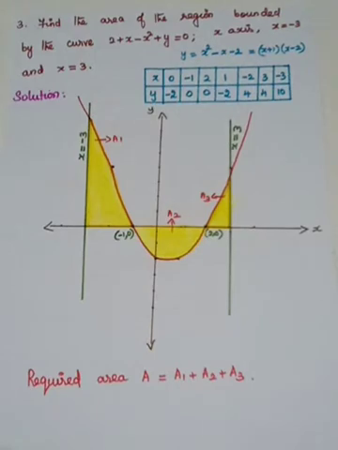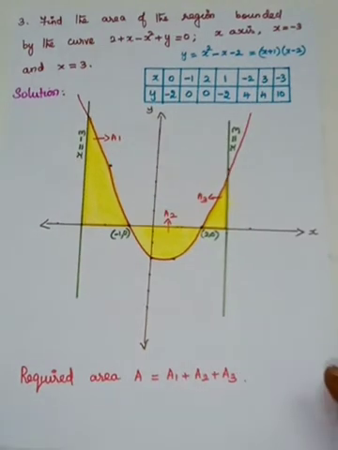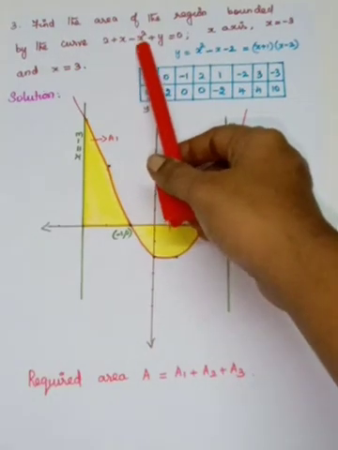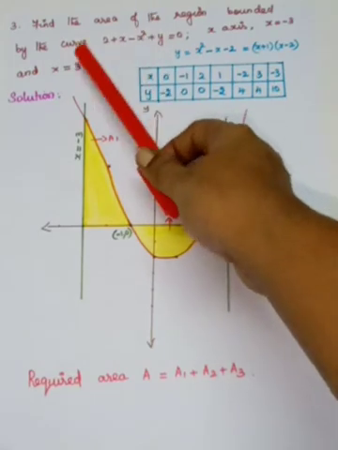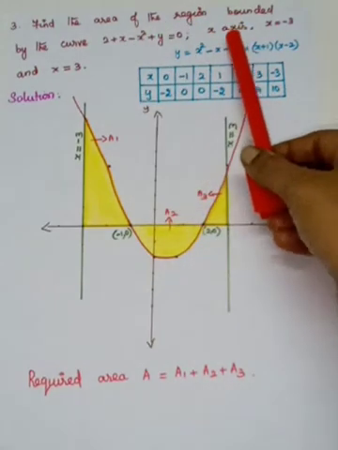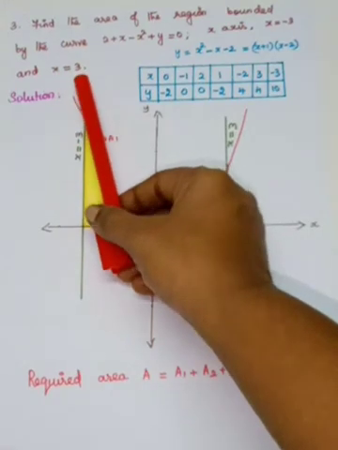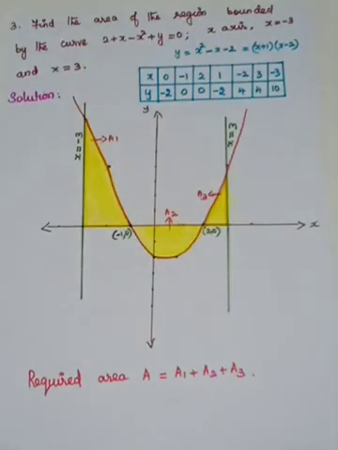You see the next one, the third problem. Find the area of the region bounded by the curve. In the first and the second problem, a line is given. Here it's a curve, you see the x power is 2. So it is a curve, bounded by the x-axis, x equal to minus 3 and x equal to plus 3. Whatever it is, first we have to concentrate on the diagram.